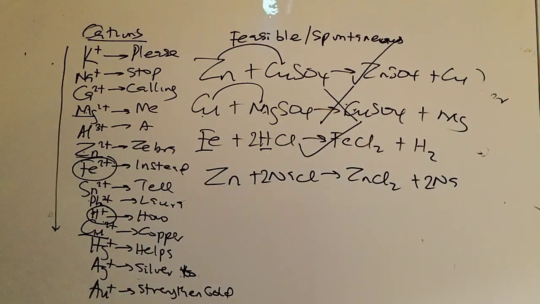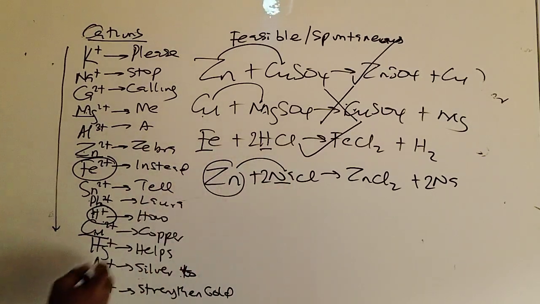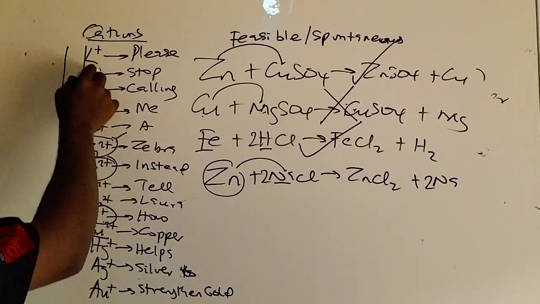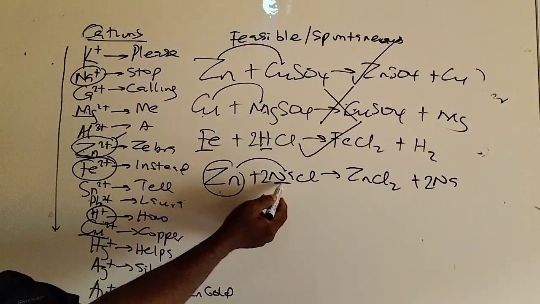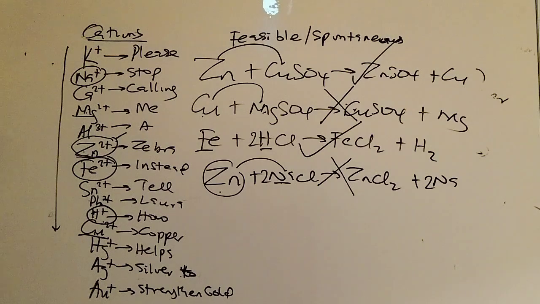Look at the next one, zinc displacing sodium. Is that possible? Where is zinc? Look at zinc's position and look at sodium. Sodium is more active than zinc. So zinc cannot displace a stronger metal. So this is not possible, not feasible. So you can see how you check it.